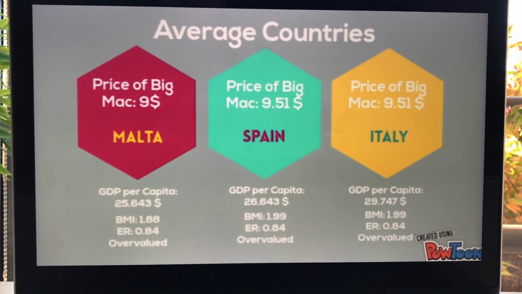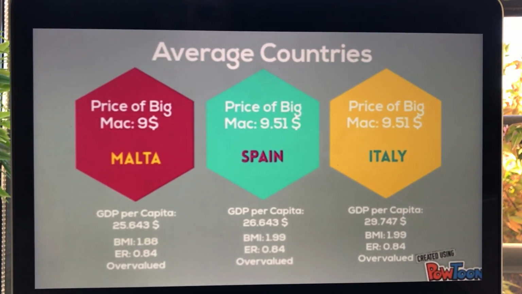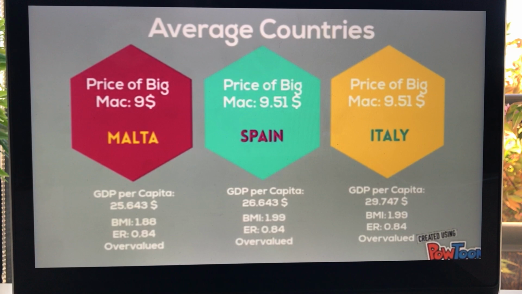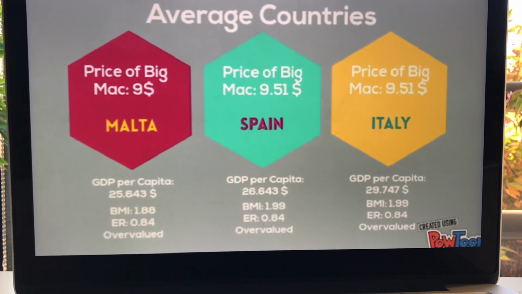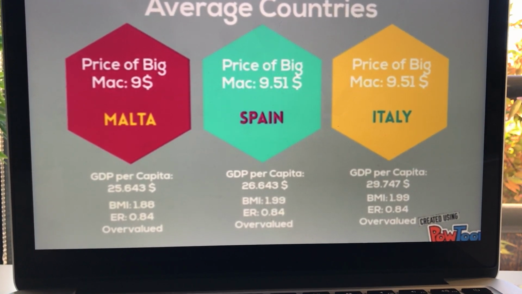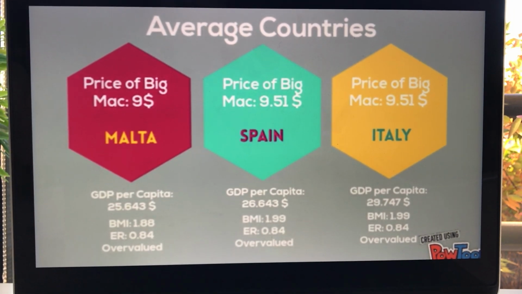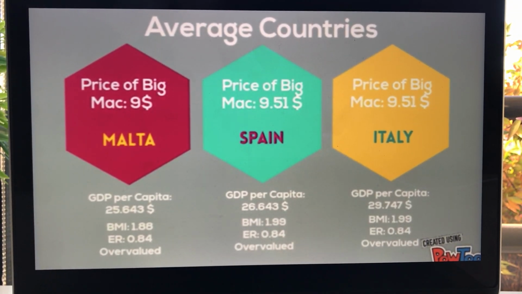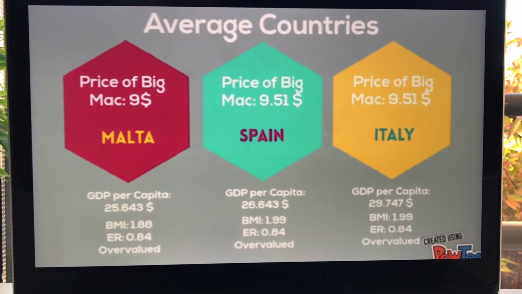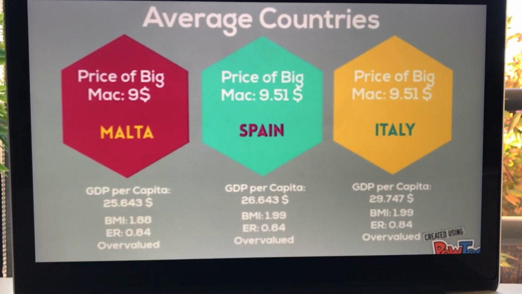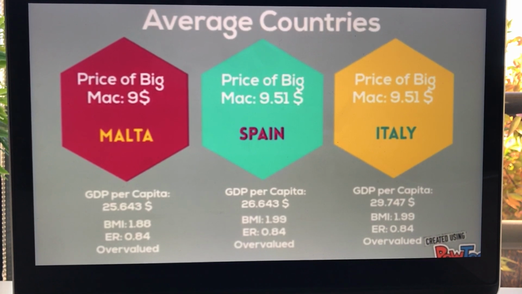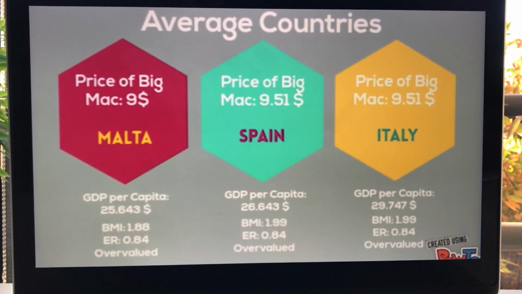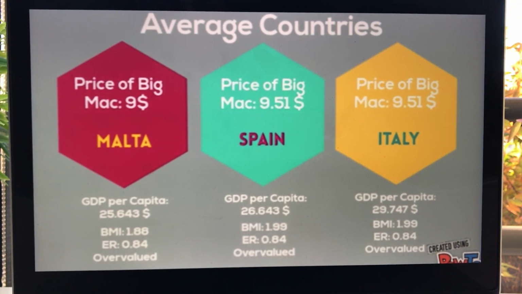For Spain, the GDP per capita is 26,643. This means that the exchange rate is 0.84, the Big Mac index is 1.99, and the price of a Big Mac is 9.51. This means that the currency is currently overvalued, as the exchange rate should be higher than what it is right now. In Italy, the price of a Big Mac is the same as in Spain.